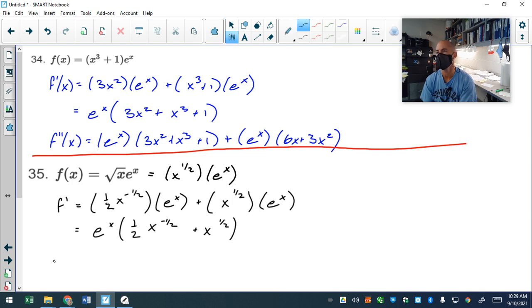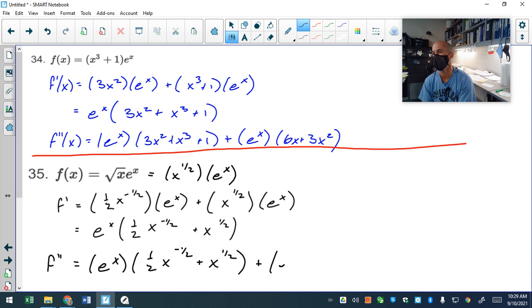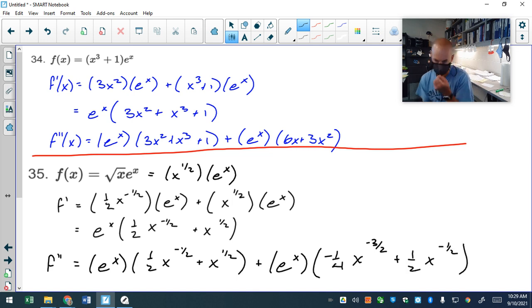And then my second derivative, f double prime: the derivative of e to the x. Leave the second one alone. Plus, leave e to the x alone. And the derivative of the second one, 1/2 times 1/2 is 1/4. Watch the negative. Negative 1/2 minus 1, negative 3/2. And then the derivative of x to the 1/2 is 1/2 x to the negative 1/2. And we'll stop there.